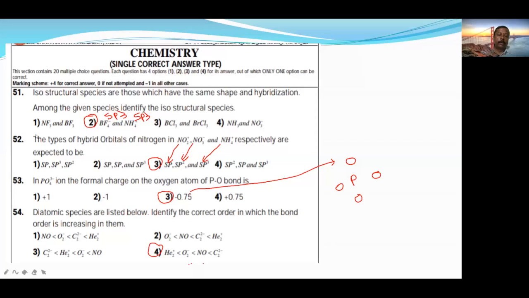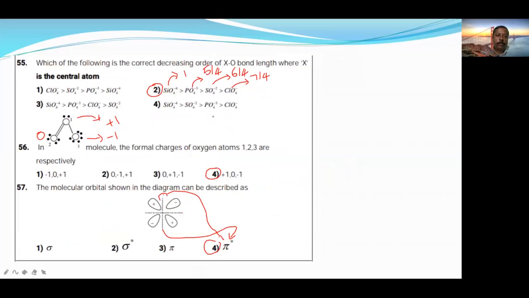Here is the next slide. Which of the following is the correct decreasing order of bond length? Actually, this question is given as a trick. You have to find out the bond order. How to find the bond order in fraction of seconds, there is a lecture uploaded. By using that, SO4 2 negative bond order is 1, PO4 3 negative bond order is 5 by 4, SO4 2 negative bond order is 6 by 4, ClO4 bond order is 7 by 4.